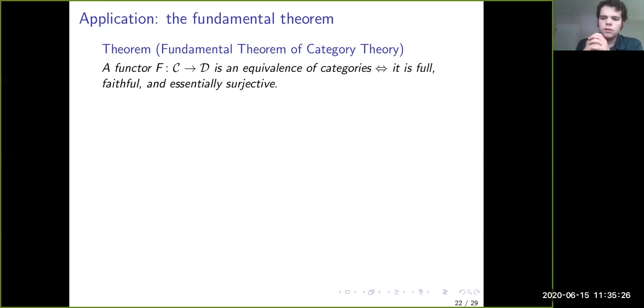All right, so one way that we can generalize familiar concepts from one category theory into the context of these cubical quasi-categories is we can prove an analog of the fundamental theorem of category theory. So you'll recall that a functor between one categories is an equivalence of categories if it's full, faithful, and essentially surjective.